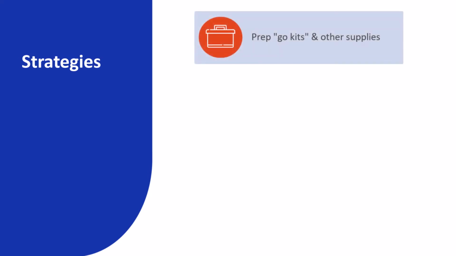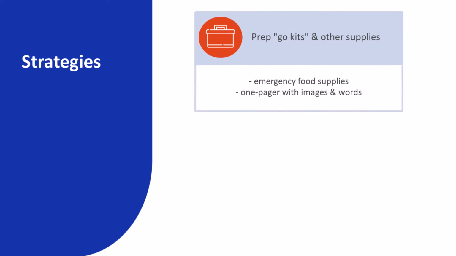Some schools prepare go kits, or other types of supplies that are ready in case of emergencies. For example, this might include emergency food supplies that meet the needs of diabetic students and staff, or a one-pager with images and words of the evacuation steps and relocation site to help students with communication and language needs understand what is happening. Such supplies should account for the needs of all students and staff members and should be checked periodically to ensure everything is in working order.